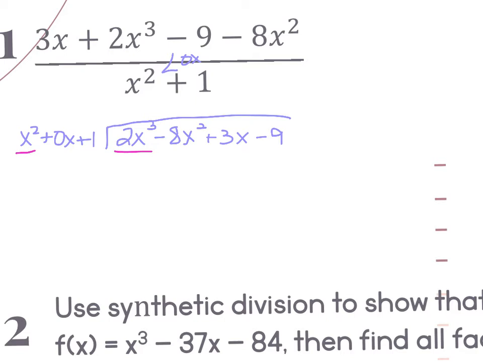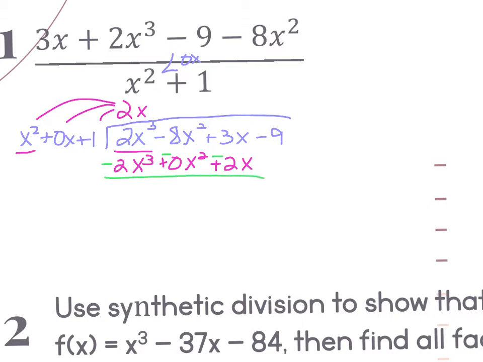Good. I get 2x, and then I'm going to multiply it times each term on the outside. So this is 2x to the third plus 0x squared plus 2x. Then I change my signs and add. If you've done it correctly like we did, the first one cancels out. Negative 8x squared minus 0x is negative 8x squared. Positive 3x minus 2x is a positive x. Bring down the minus 1.